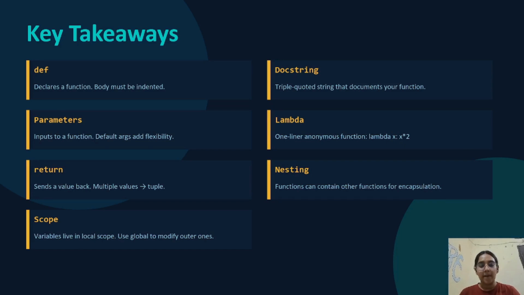Alright, let's wrap up. Remember, def declares a function. Parameters are your inputs. Return sends the result back. Variables live in local scope. Use global carefully. Always write docstrings. Lambda is your one-liner tool and functions can be nested.